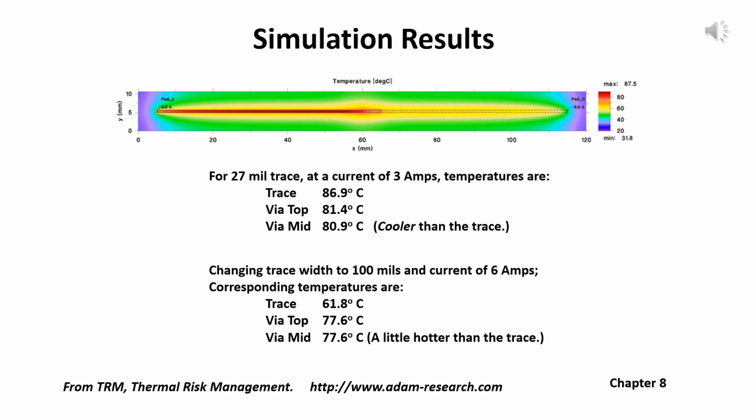Changing the trace width to 100 mils, but keeping the same size via, and putting 6 amps down that trace, the corresponding temperatures are 61.8 degrees for the trace, 77.6 degrees for the via top, and the same 77.6 degrees for the midpoint of the via. In this case, the via is a little bit hotter than the trace.